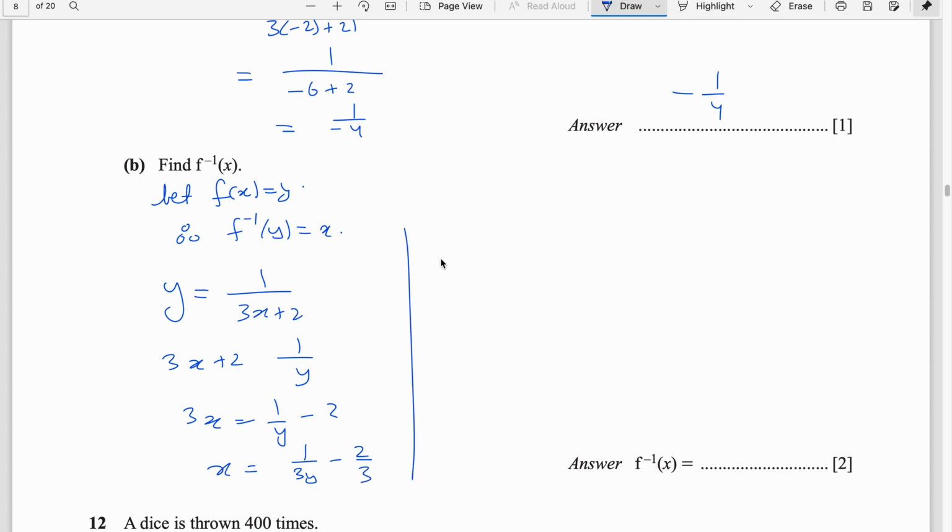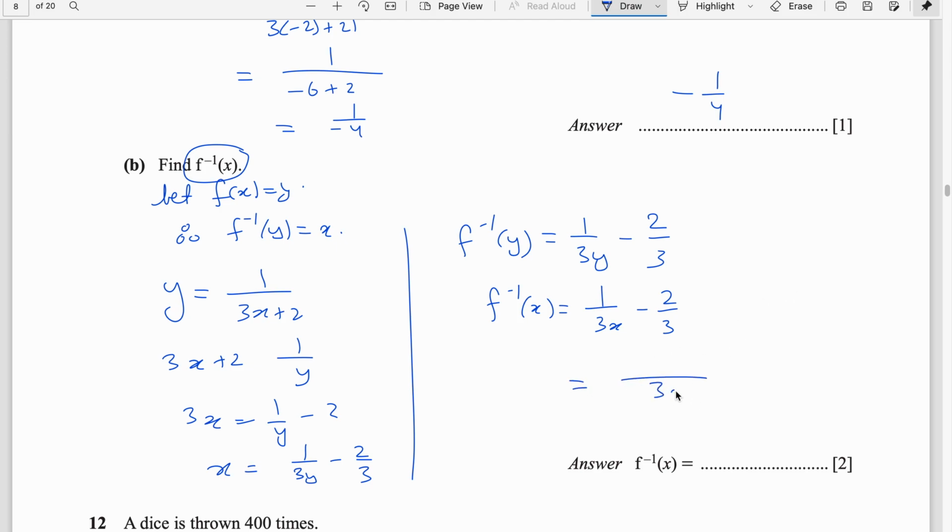And you can replace x with f inverse y as given, which is equal to 1 over 3y minus 2 by 3. And the question was f inverse x. So f inverse x is equal to 1 over 3x minus 2 by 3. You can also take the LCM if you wish, which would be 1 minus 2x over 3x. So both these answers are correct. You can write any.